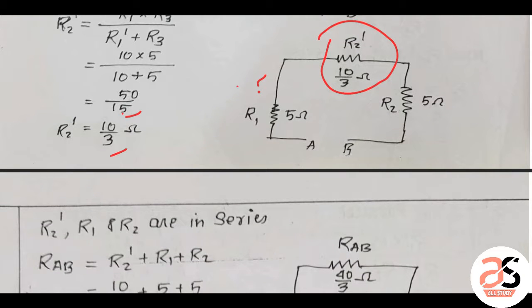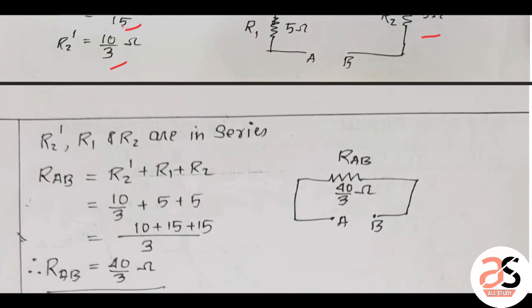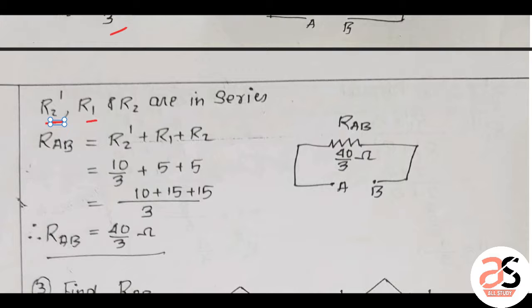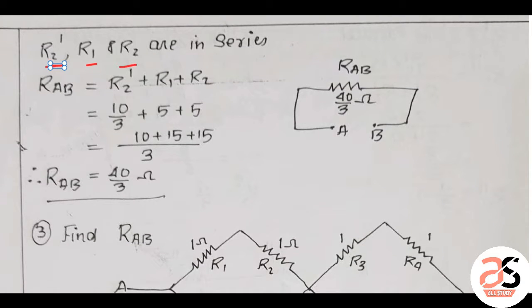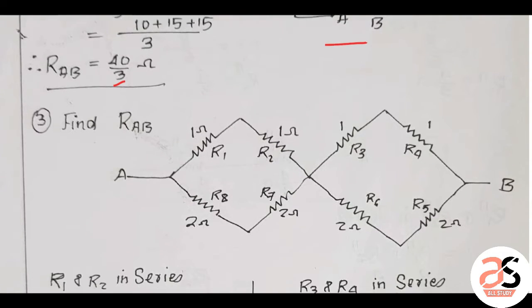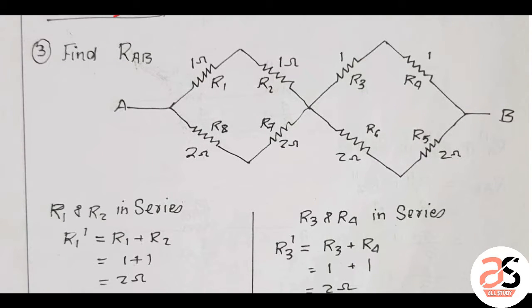Now all these three resistors, R1, R2 dash and R2, are in series connection. So direct addition: 10 by 3 plus 5 plus 5, which will be 40 by 3 ohm. So the resistance between A and B is 40 by 3 ohm. Now here also you have to calculate the resistance between A and B.